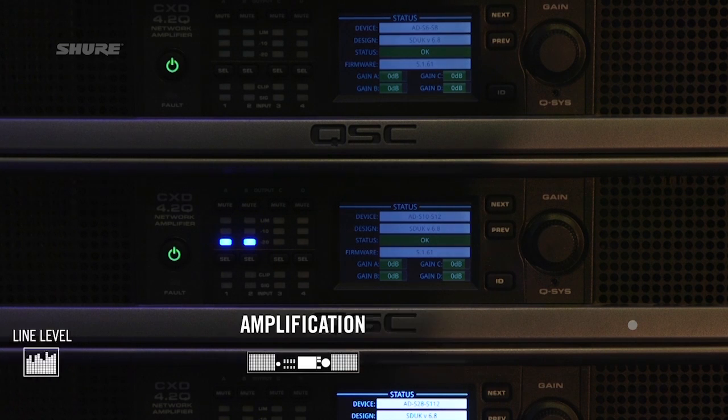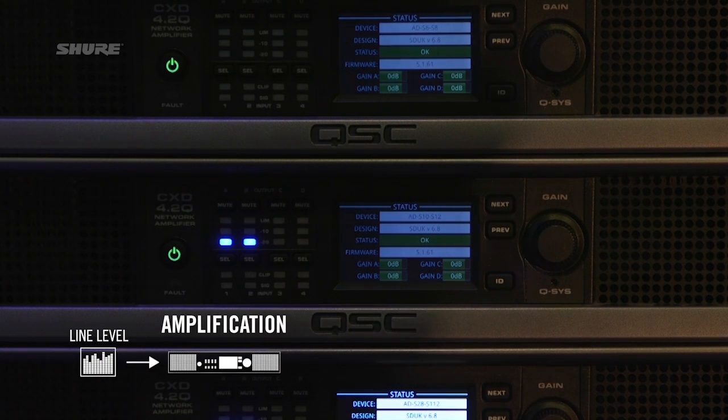Once we've completed processing, we move into the amplification stage, and what we're doing here is taking the lower line level audio that comes out of our mixer or signal processor, and boosting it to a level that can drive our loudspeakers. There are two types of amplifiers that we typically come across: low impedance or high impedance. High impedance amplifiers are also referred to as 70 or 100 volt or sometimes even constant voltage amplifiers.